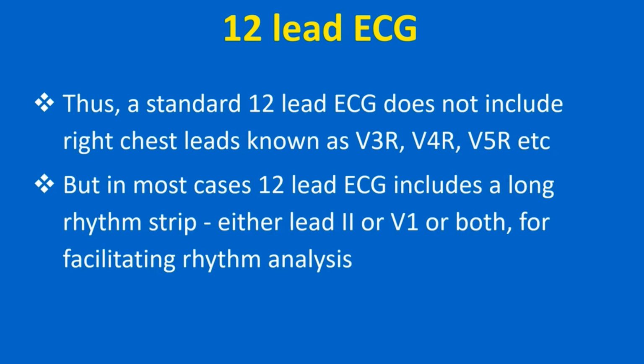Thus, a standard 12-lead ECG does not include right chest leads known as V3R, V4R and V5R etc. But in most cases, a 12-lead ECG includes a long rhythm strip, either lead 2 or V1 or both, for facilitating rhythm analysis.